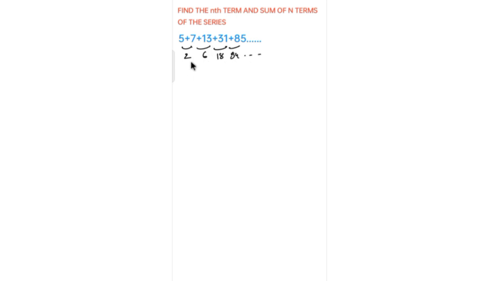So you can just check here, these are in GP, isn't it? Because 2 into 3 is 6, 6 into 3 is 18, 18 into 3 is 54. So this is a GP with R equal to 3. So if the first set of differences, 2, 6, 18, 54, is in GP, then Tn can be written as A into R power n minus 1 plus Bn plus C, where R is the common ratio followed in the set of differences. So from this we can see that R is equal to 3. So A into 3 power n minus 1 plus Bn plus C is equal to Tn.